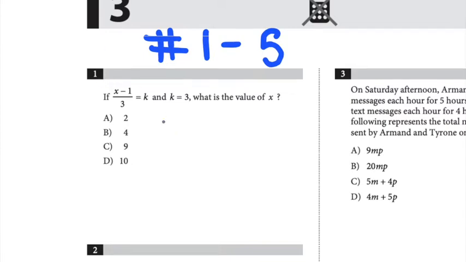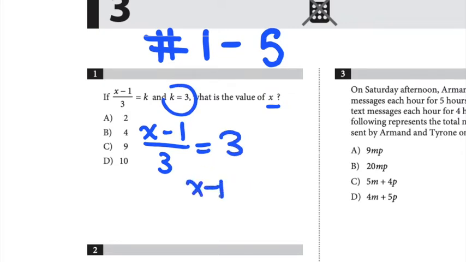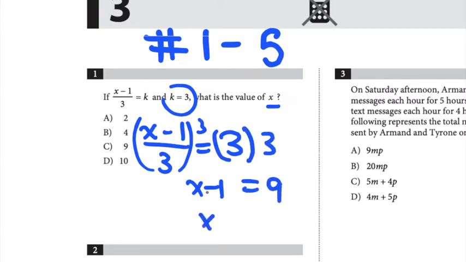Okay, so the first question is, if x minus 1 over 3 is k, and k is equal to 3, what is the value of x? What I like to do here is plug the information into x minus 1 over 3, and I know k is given as 3. So I set that, and then we multiply by 3 on both sides and we get 9 here. Then we add the 1 here, and we get x is equal to 10. So in this case, the answer choice would be D.